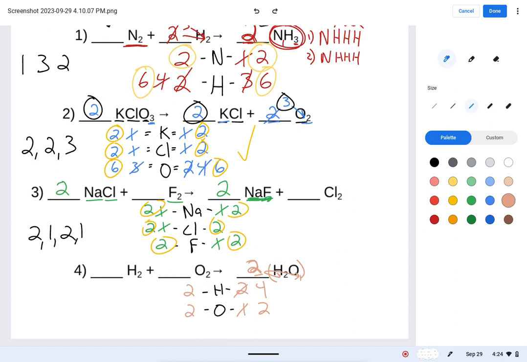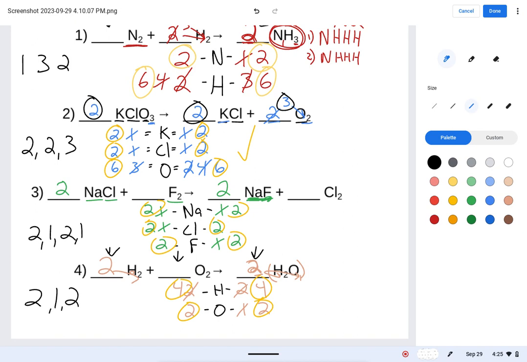So go over to this other side. We're not going to change anything here. There's no reason to. We're going to change here. We got a 2 times 2, which is 4. Let's see if it's balanced now. We got a 4 and a 4, a 2 and a 2. It looks like it's balanced. So the answer is this number, and then this number, and then this number. It's going to be 2, 1, 2.